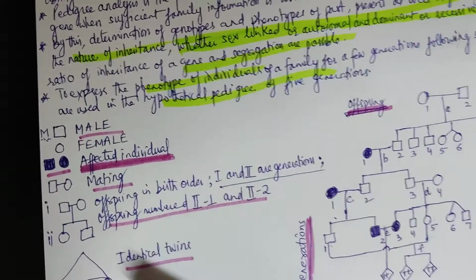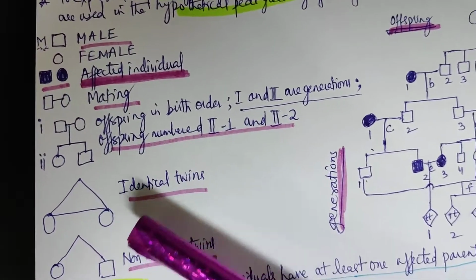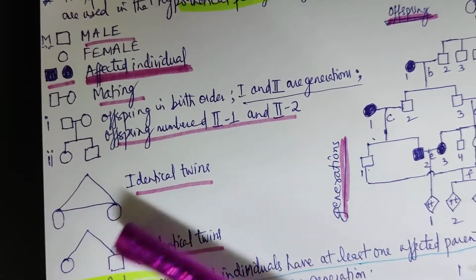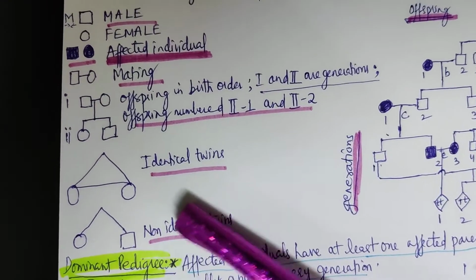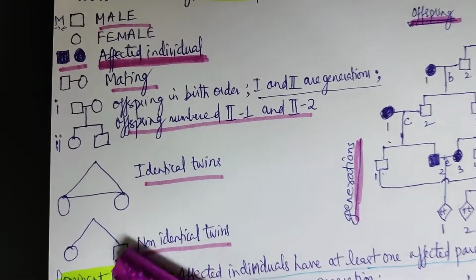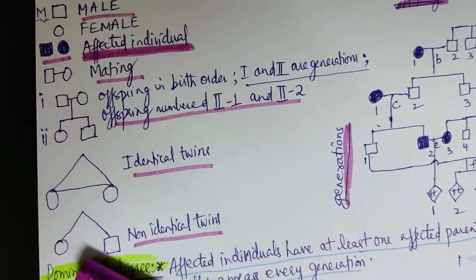When an arrow like this is there, it shows identical twins, like here, where daughters are identical twins. And here, non-identical twins, when there is one male and one female like this, but here the line is not attached.